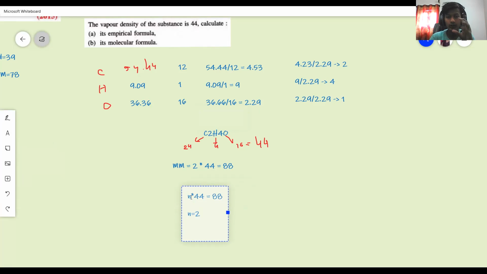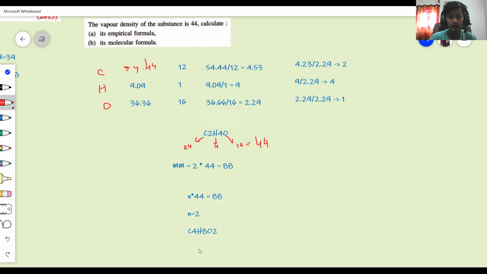Now we take this n and multiply it by the empirical formula. So we'll have C4H8O2. This is the molecular formula of the compound. This is the answer.